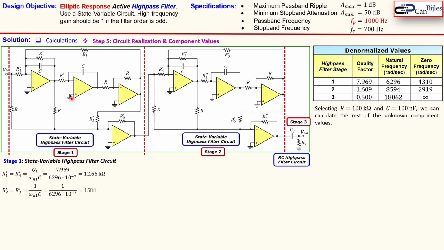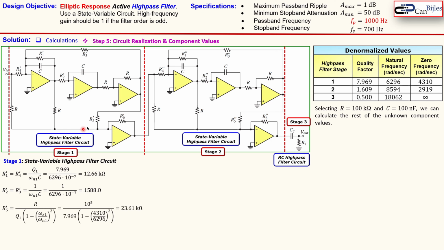Okay. Now our R2 prime and our R3 prime are also set equal to each other, and this is then given by this expression, and then you see again here the natural frequency and the selected capacitor, and that is then here 1588 ohm.